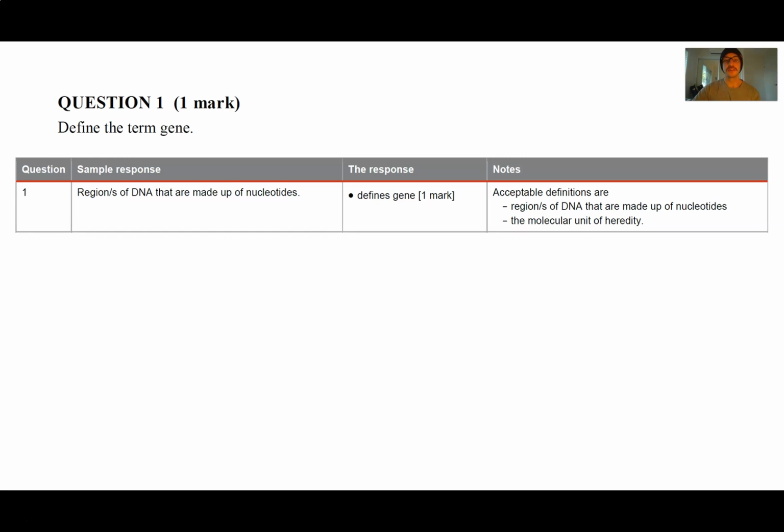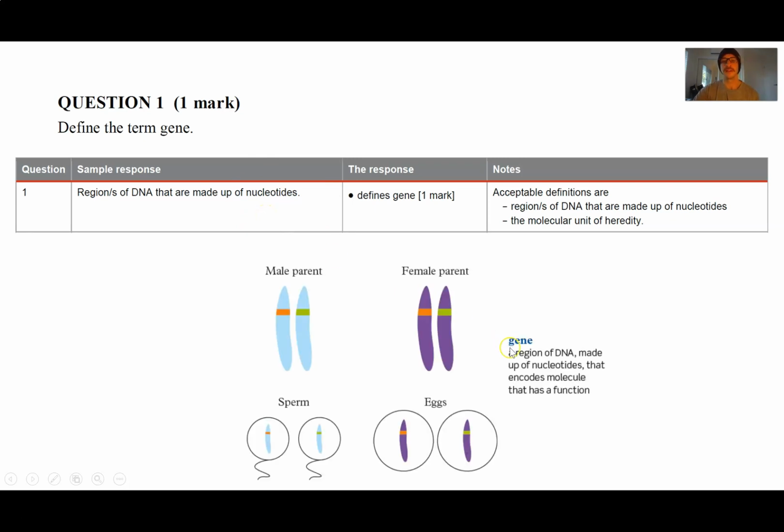This is the response, and it's quite simple. It says regions of DNA that are made up of nucleotides. You might have different alternatives of the same answer. The textbook says something similar again on page 197. It's a region of DNA made up of nucleotides that encodes a particular function.